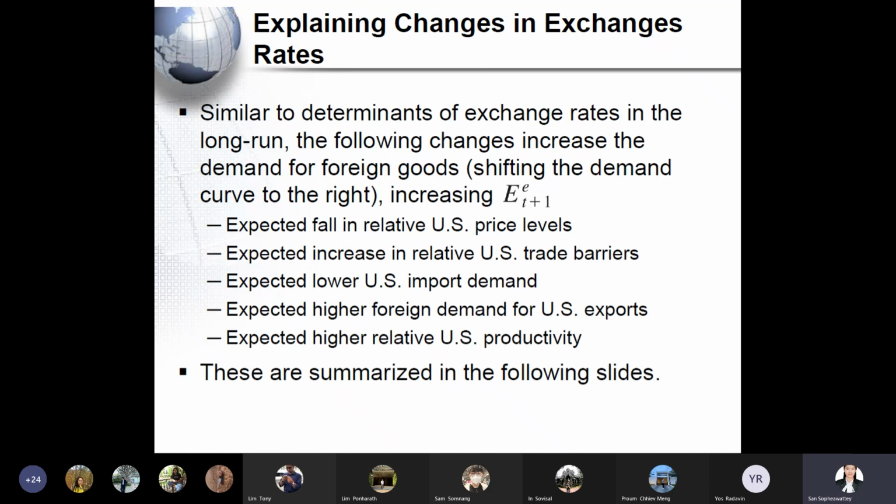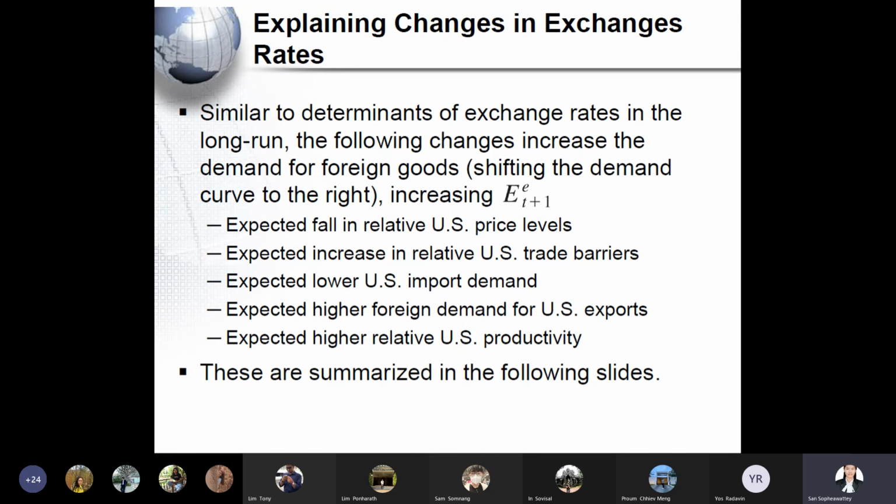Similar to the determinants of the exchange rate in the long run, following the chain: an increase in the demand for foreign goods shifts the demand to the right, increasing the expected exchange rate. So, the expected fall in relative US price level, the expected increase in relative US trade barriers, the expected lower US import demand, expected higher foreign demand for US exports, and expected higher relative US productivity.